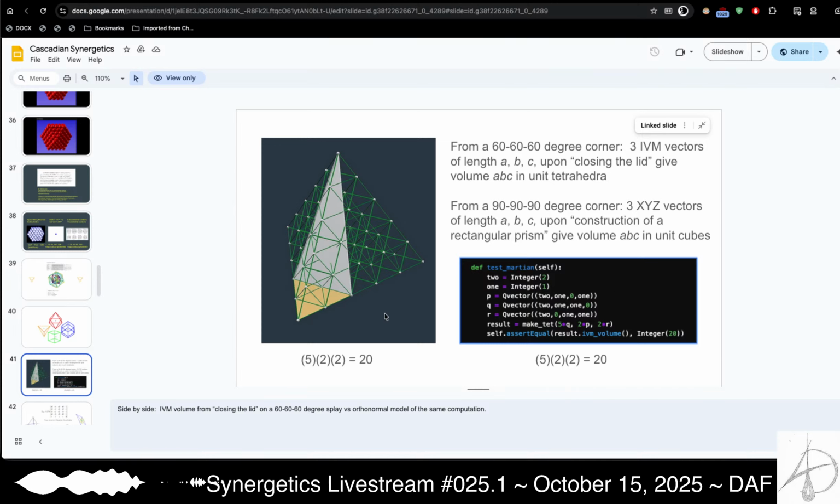And here's demonstrating that multiplication in 3 dimensions, that you can do that from a 90-degree corner, or you can do that from a 60-degree corner. Basically the 3 lengths of the tet, and then close the lid, and you get the volume in unit tetrahedra. Just like if you had a 3 by 4 by 5 rectangle, you could go those 3 distances in the XYZ, and then you close up all the lids, and in the cubic volume normalization, you'd get just those 3 numbers multiplied together as the volume.